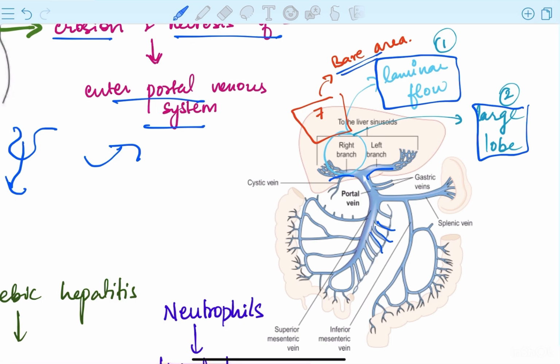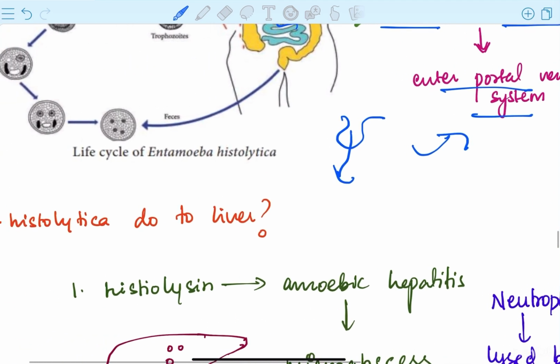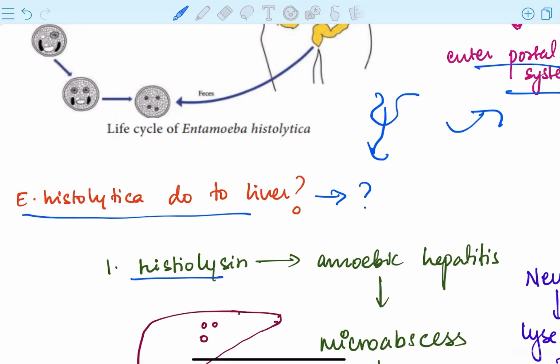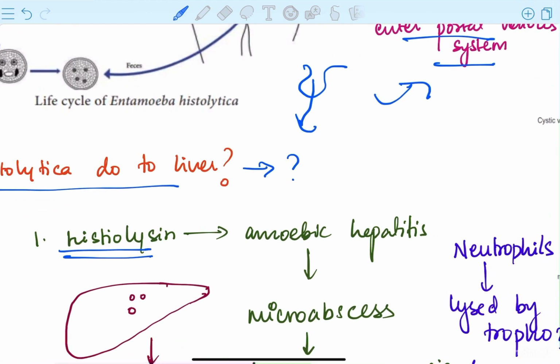In the previous video, we learned about the Couinaud segments. So it prefers the postero-superior or the seventh segment, which consists of the bare area of the liver, due to the laminar flow and the large lobe. So what does this Entamoeba histolytica do to the liver? This releases something called histolysin. The histolysin is nothing but a cytolytic agent. It causes lysis of the cell and eventually leads to amoebic hepatitis.